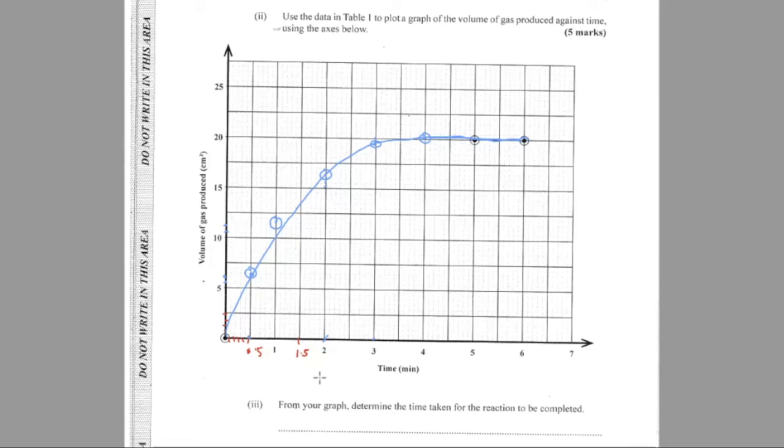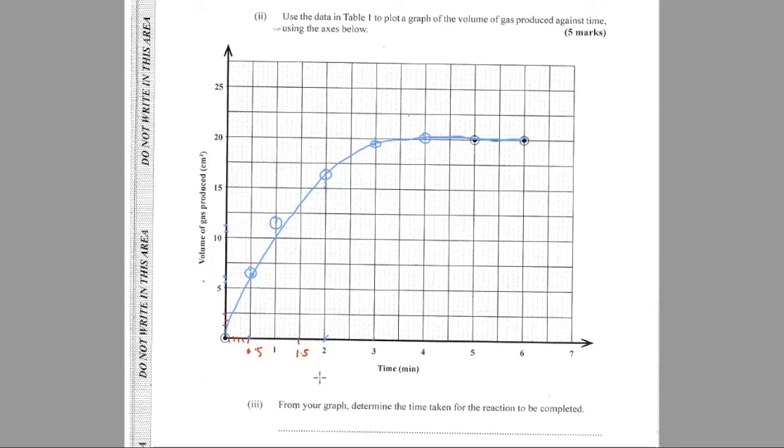So if we check the graph, we realize that at minute 3, we had 19 cm cube being produced, and at minute 4, we had 20. And then after minute 4, we still had the same volume. No increase in volume was there. So we had 20 at minute 4, at minute 5, the same 20, at minute 6, the same 20. So it means that this reaction ended from minute number 4.